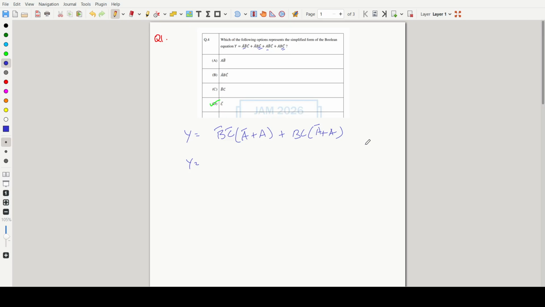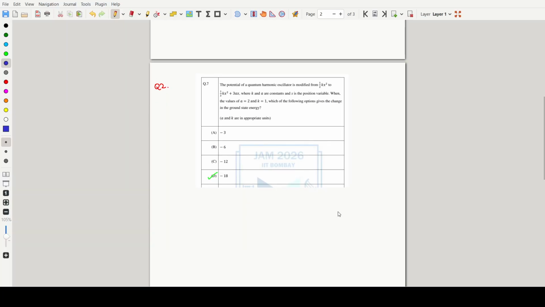So this is 1, right? A bar plus A is 1. I get B bar C bar plus BC. Again, grouping. Wait, did I make a mistake? This is supposed to be BC bar, guys. So B bar plus B times C bar. My Y equals C bar. There we go. Moving on to the second problem.